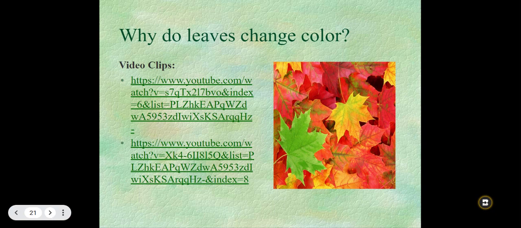Then there are some video clips as to why leaves actually change color, and there are YouTube video links there. There are pigments in leaves, chlorophyll being one of the most prevalent, and there are factors that affect how long chlorophyll will stick around. One of those factors, though not the only one, is something called polarity.